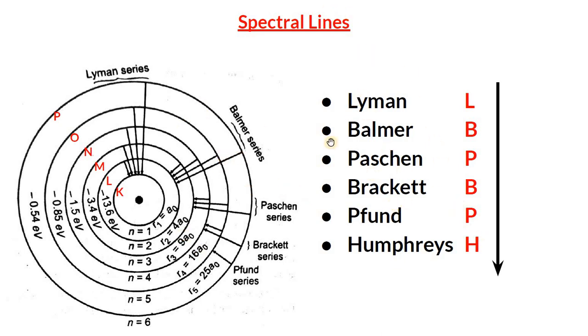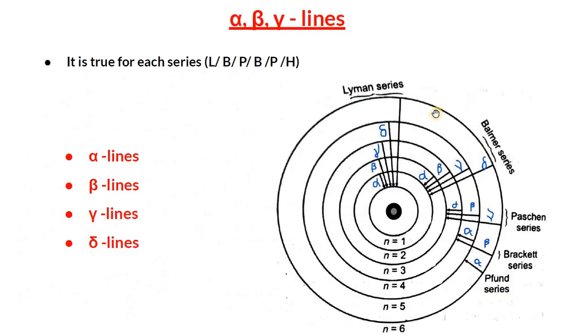Now we can solve a lot of problems, but before that we have to understand how the alpha, beta, gamma, delta lines work. For the Lyman series you will have alpha, beta, gamma, delta lines. For the Balmer series you will have alpha, beta, gamma, delta lines, and for the Paschen series too, and similarly for the other series. So how do we get the alpha line for the Lyman series? For the Lyman series, the transition occurs to n equals 1, from any higher energy orbit.